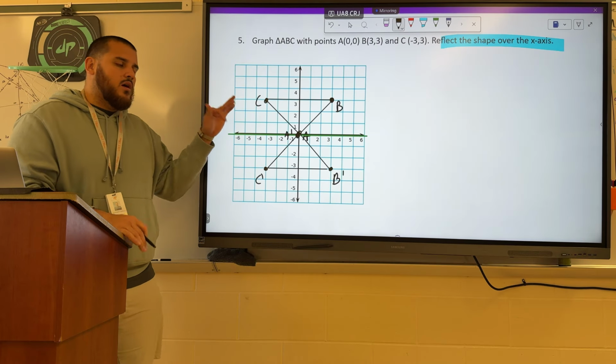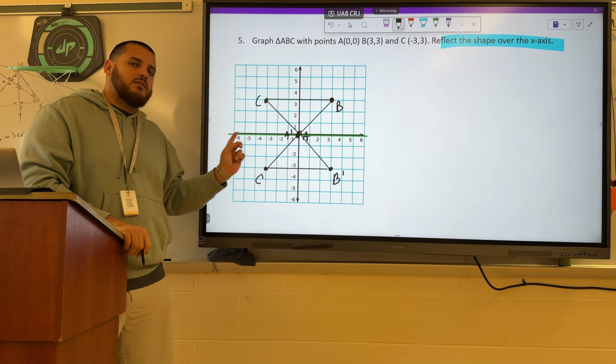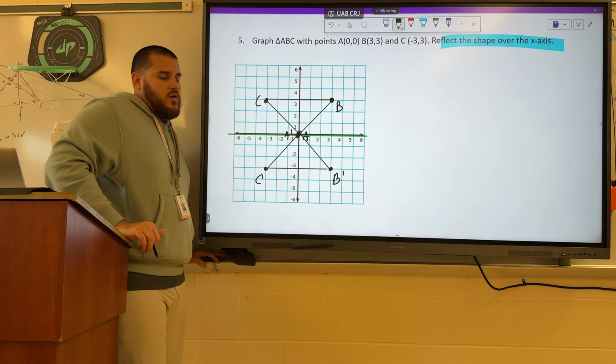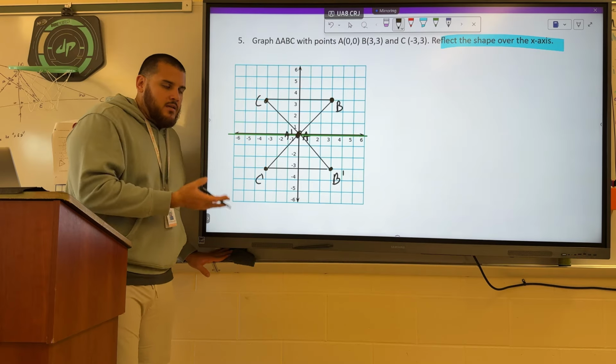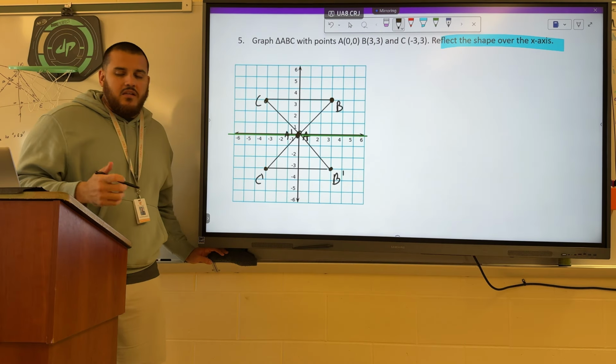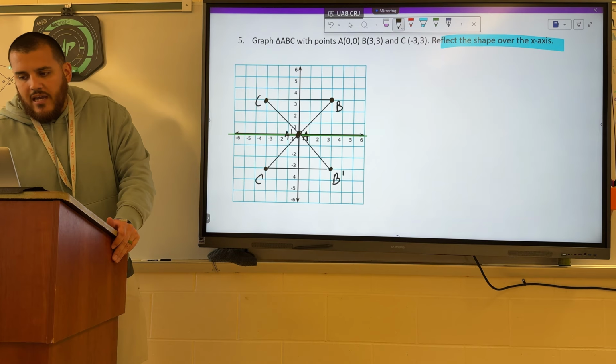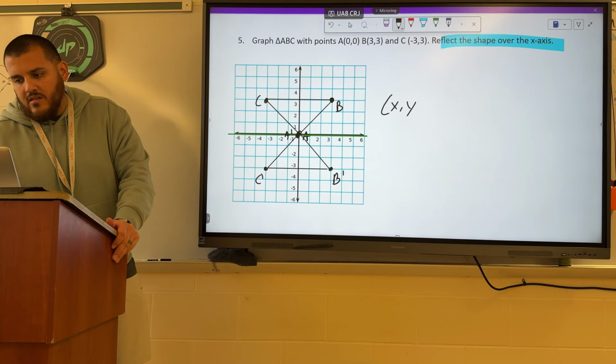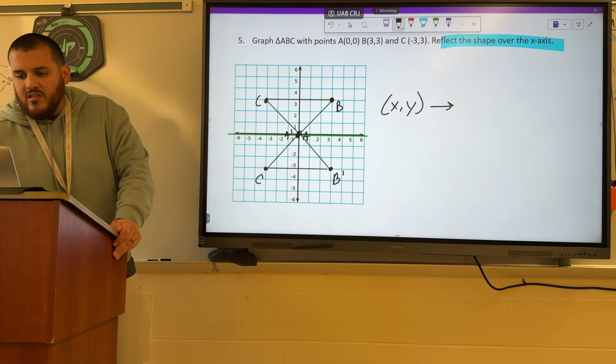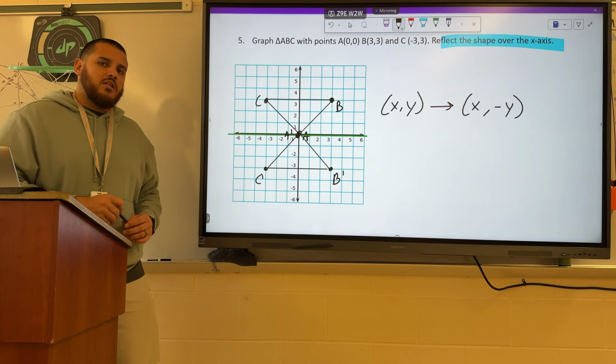Remember, reflections will always create symmetry like this on either side of the line of reflection. This was reflecting by hand. We can do the same thing by memorizing a function notation rule. Anytime we reflect in the x-axis, this rule applies. Our x-coordinate stays the same, but the sign on our y-coordinate changes.